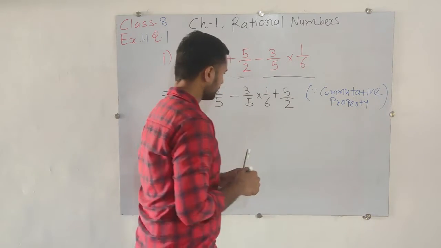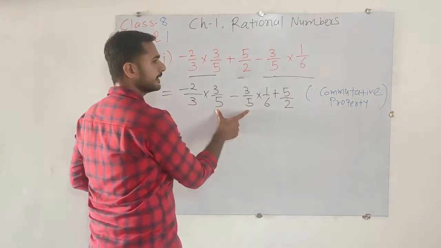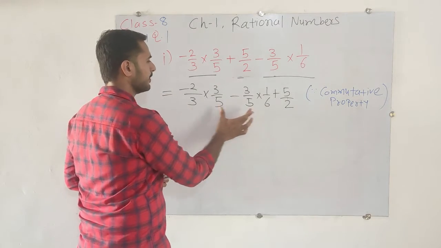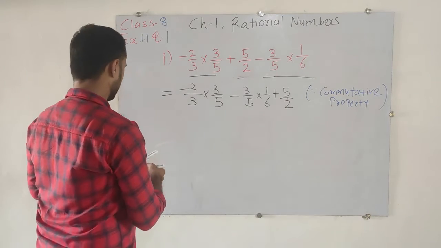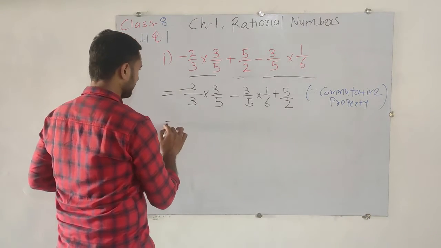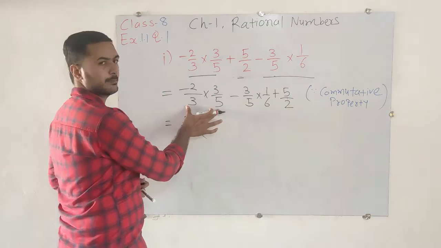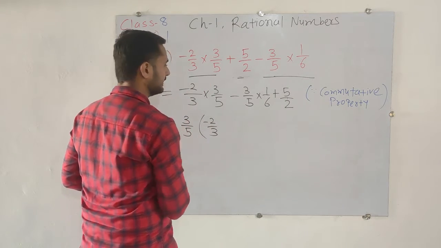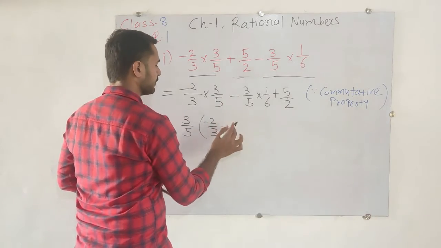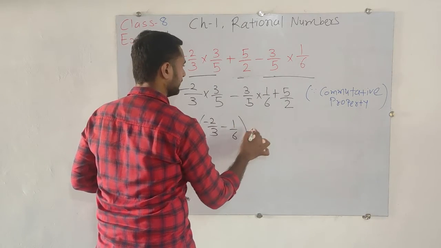Now the next step, what can we do? We can take out the common 3 by 5, because in the first term and the second term 3 by 5 is common. So I can bring it out. That will be 3 by 5. If I take the common 3 by 5 from here, what will remain? Minus 2 by 3 is there. Now the minus sign, so put the minus sign and here is 1 by 6. That is as it is.